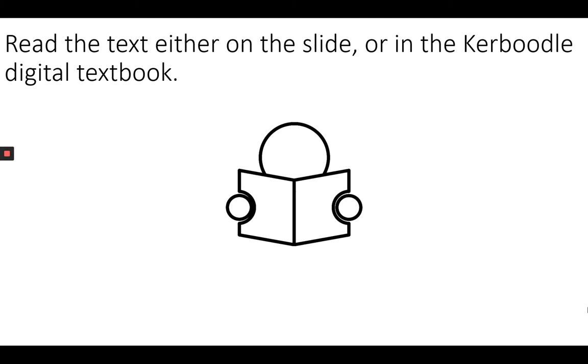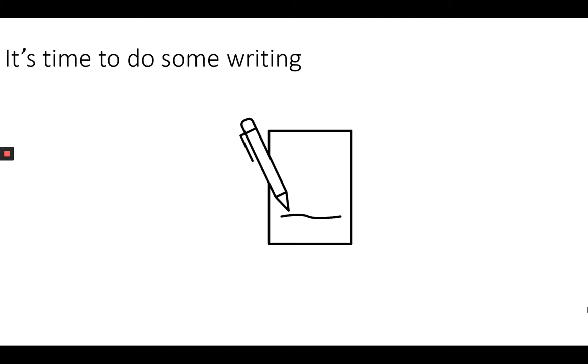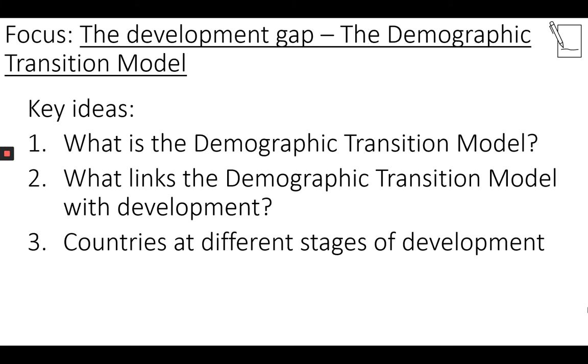When you see this symbol on the screen, it means there's a reading opportunity, and this symbol means there'll be a writing opportunity. Pause the video whilst you write down the focus. There are 3 key ideas to consider. Number 1, what is the demographic transition model? Number 2, what links the demographic transition model with development? And number 3, countries at different stages of development.